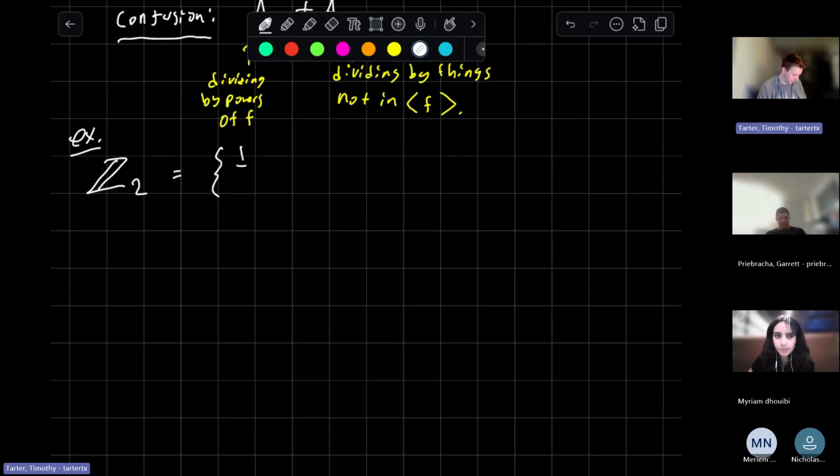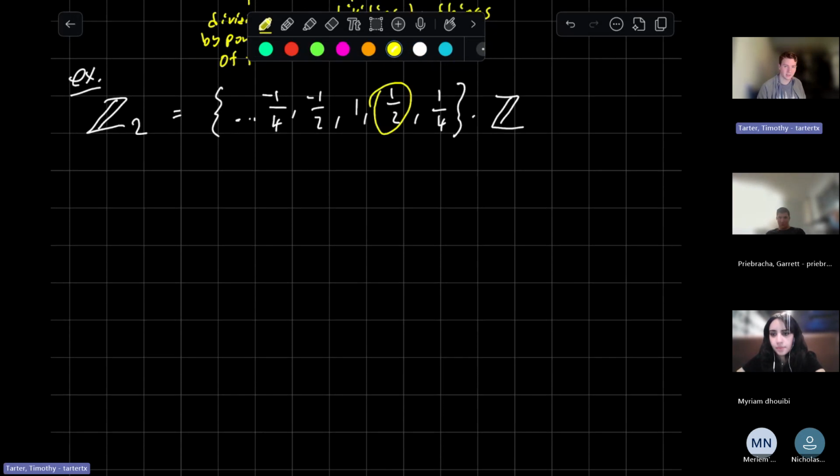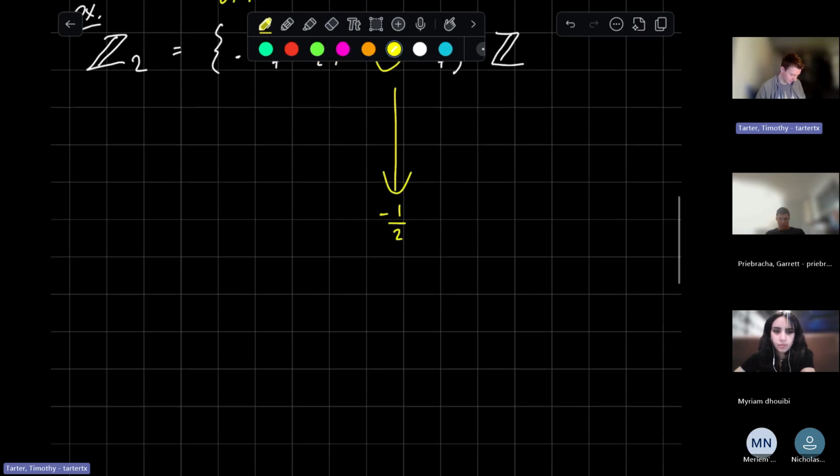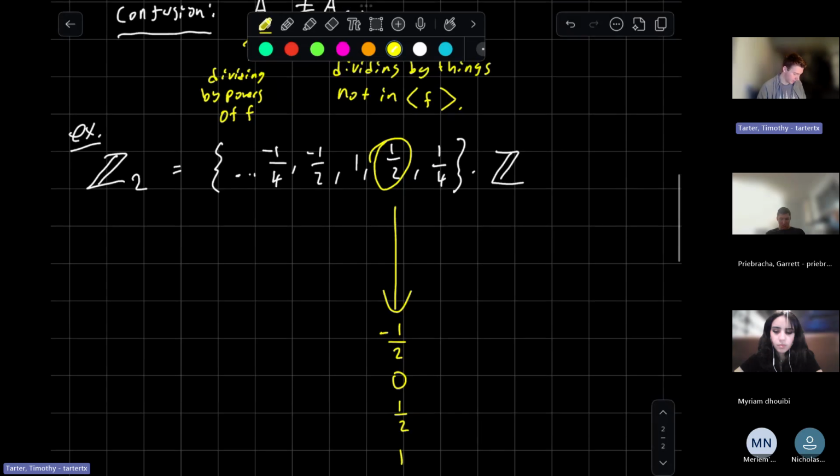So like 1 over... 1 over minus 1 over 4, minus 1 over 2, 1, 1 over 2, 1 over 4 times Z. And so we could just as easily pick one of these things and list out something isomorphic to Z and get like minus 1/2, 0, 1/2, 1, 3/2, and so on. But we could do that for any of these, right?